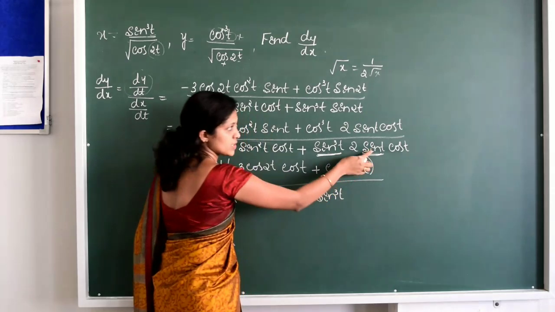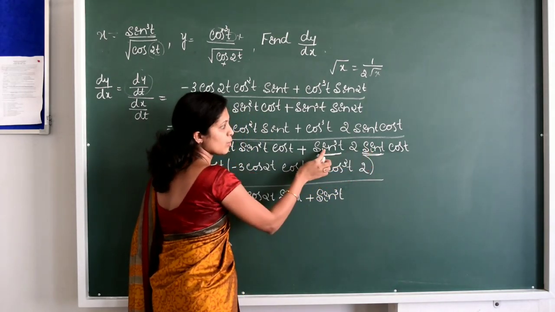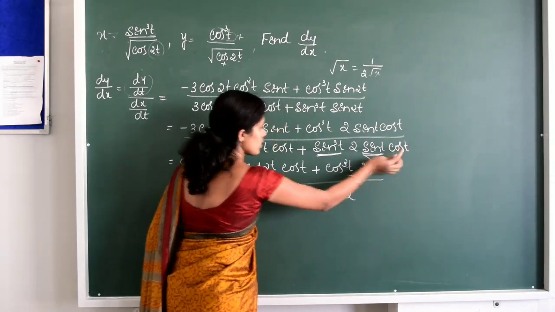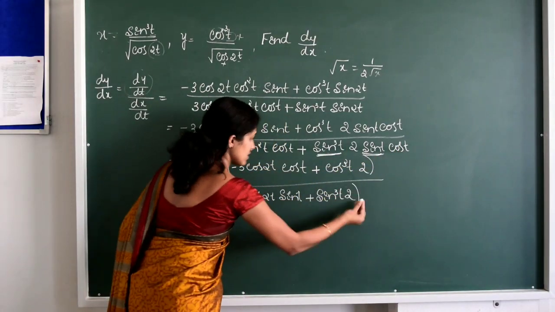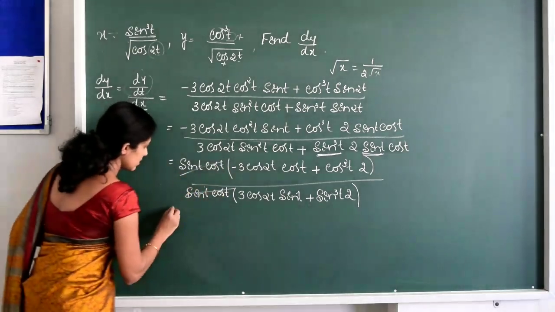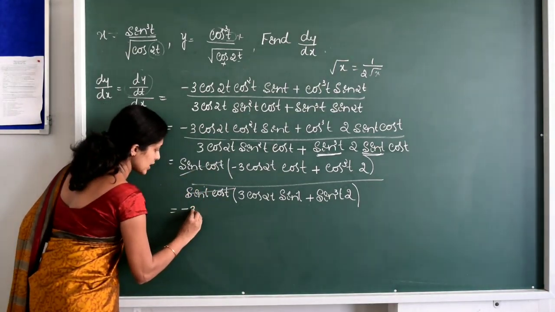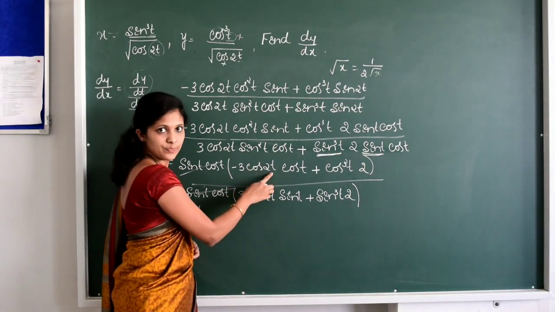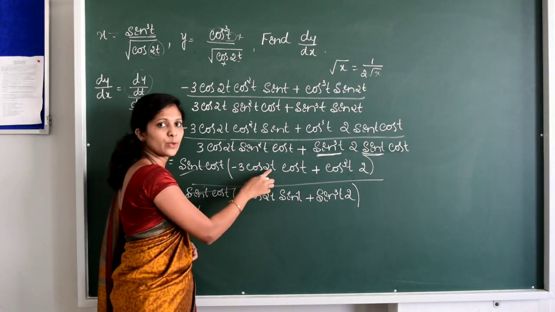I hope you understood this one, or directly you can take this sin t common, remaining with sin cube t and 2 is as it is and cos t is outside. So now by this we can cancel sin t and cos t. Here this is equal to minus 3 into, now you have to substitute the formula cos 2t. Is it clear? Cos 2x formula you have to substitute.